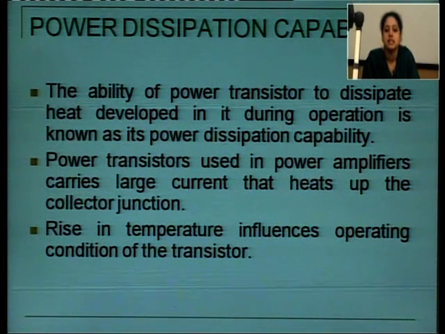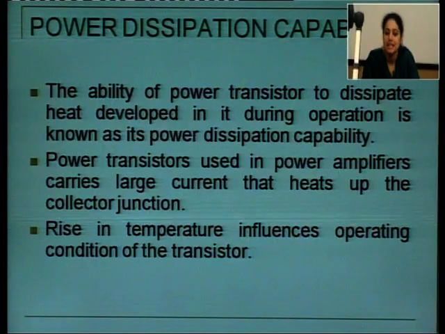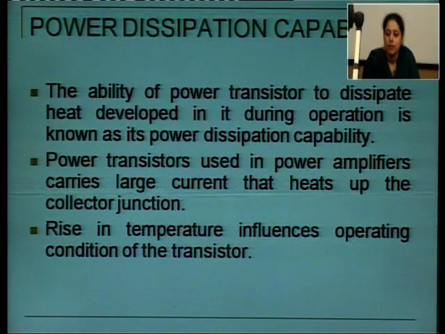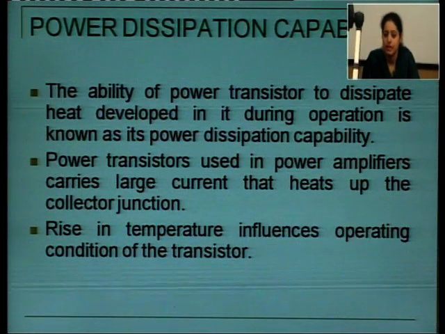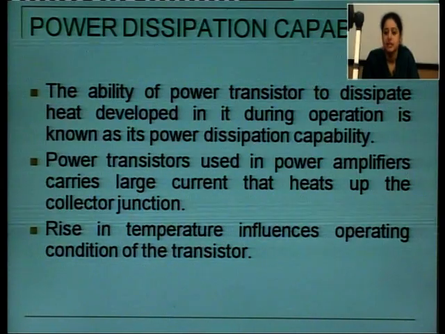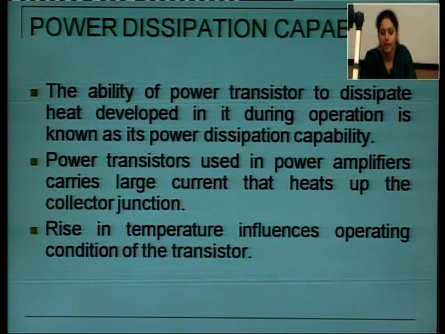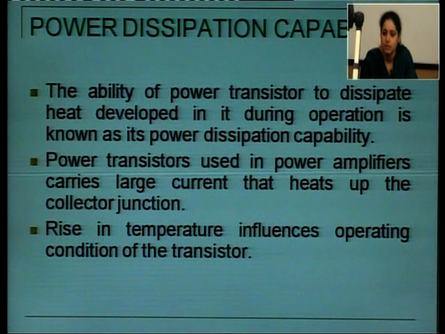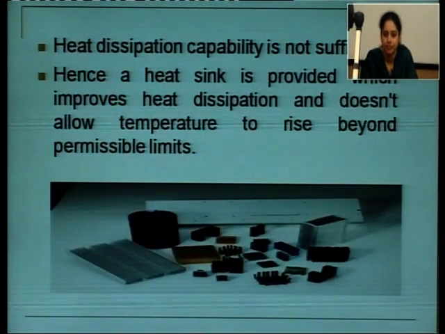The power transistors used in power amplifiers carry large current that heats up the collector junction. Rise in temperature influences the operating condition of the transistor. As you are dealing with larger currents, heating up of the collector junction occurs, and the rise in temperature influences the operating condition of the transistor, so it can affect your operating point or the quiescent point. So for this we need heat sinks.